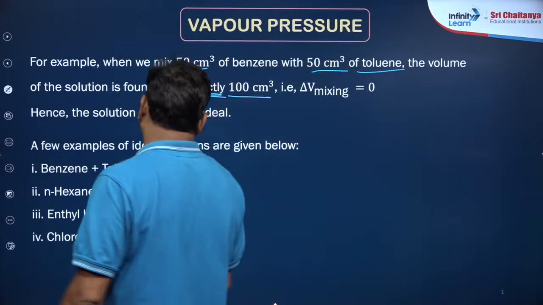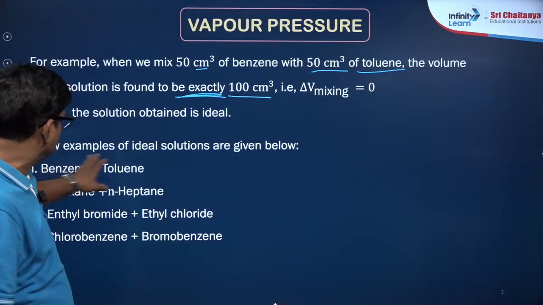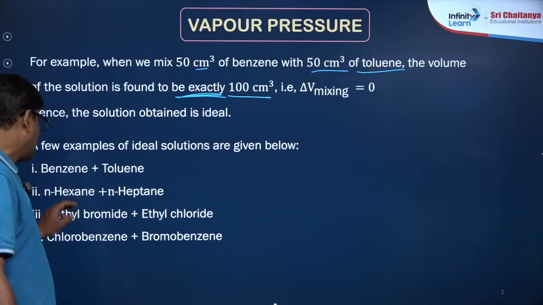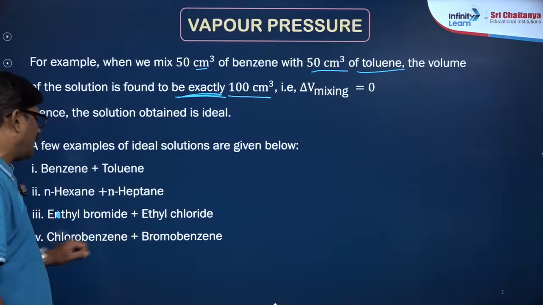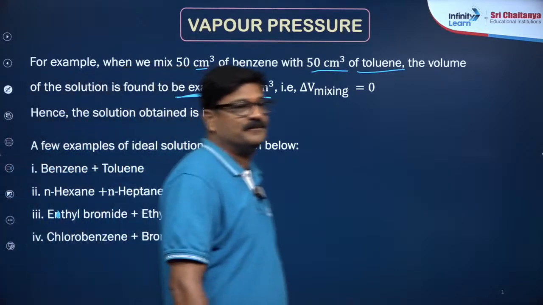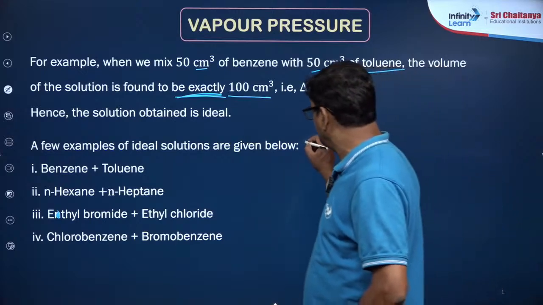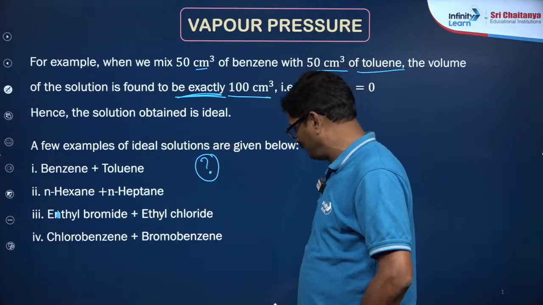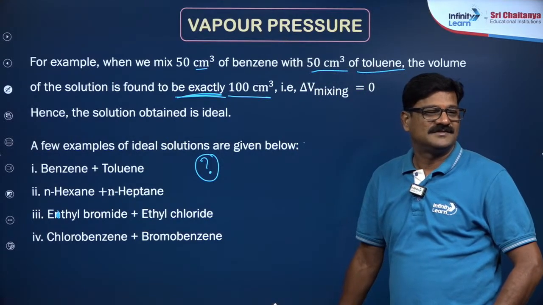A few examples of ideal solutions are given here: benzene and toluene, n-hexane and n-heptane, ethyl bromide and ethyl chloride, chlorobenzene and bromobenzene. So, do we have to memorize these examples? That is my question. Do we have to memorize these examples, my dear children?